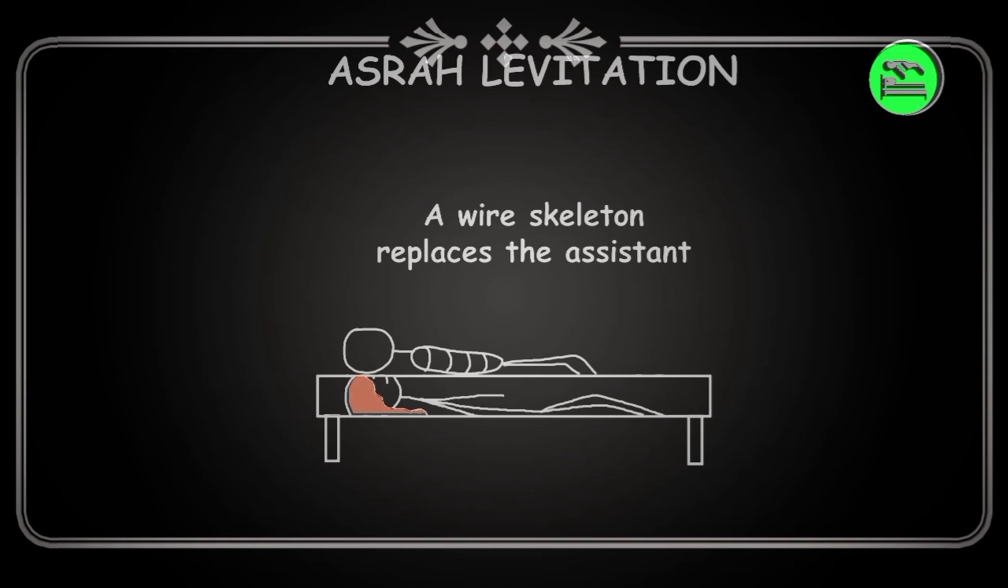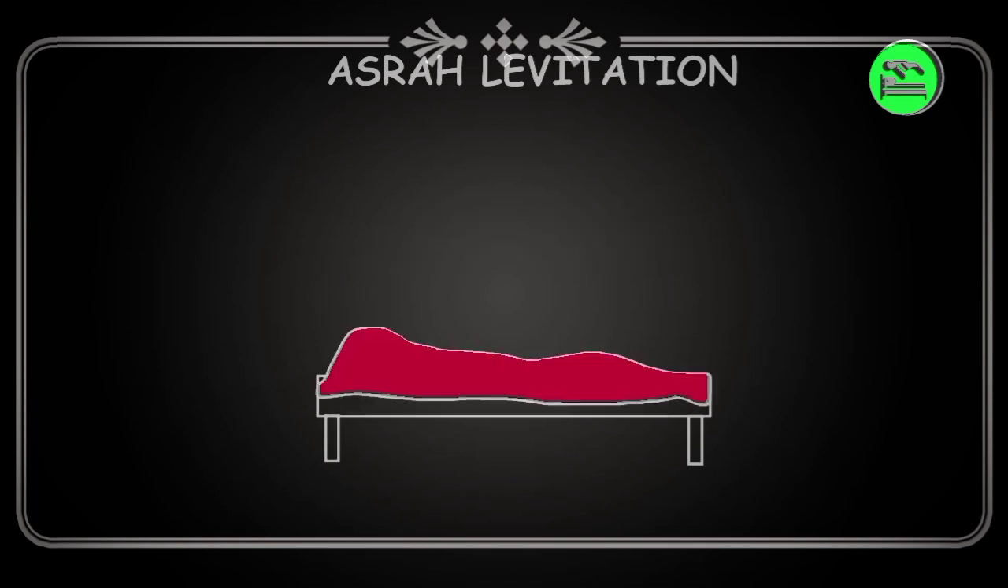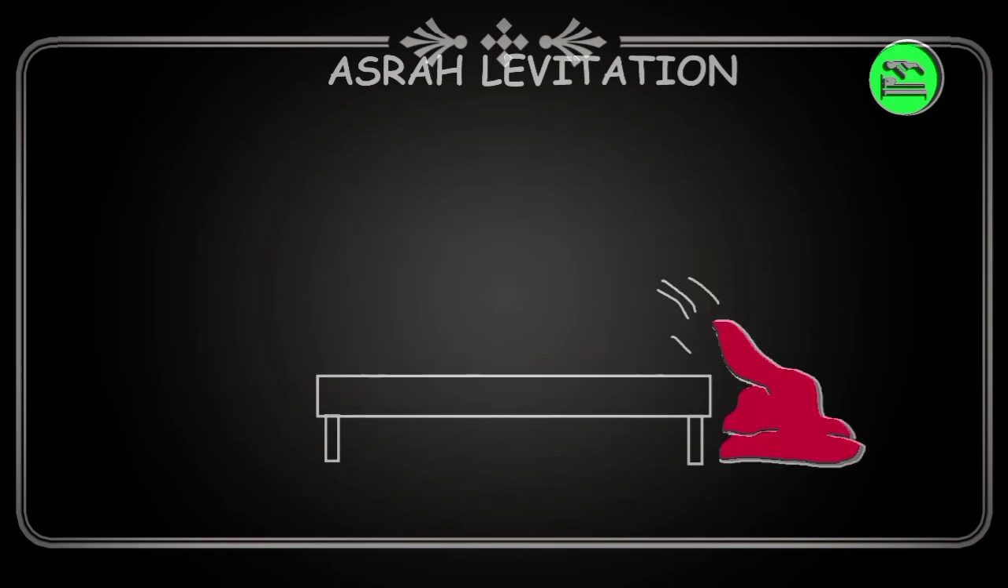A wire skeleton replaces the assistant. When the wire skeleton is high enough, the magician removes the cloth, and the wire skeleton gets pushed higher really quickly, also using lighting to hide it.